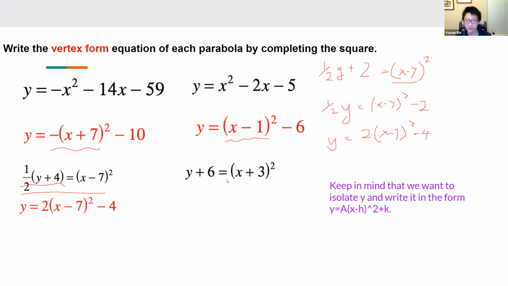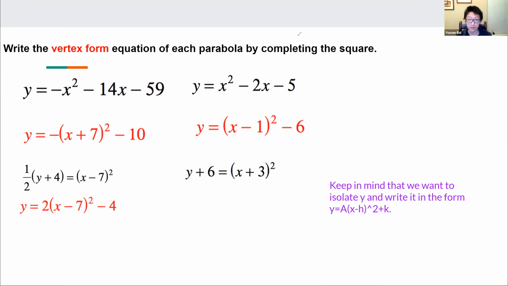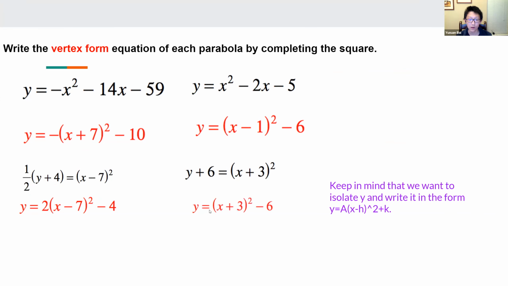And this final one is much simpler, to be honest. I think I can do this one as well. So this final one is much simpler. It should be just y equals (x plus 3) squared minus 6. You just move the 6 to the other side, and you're done.